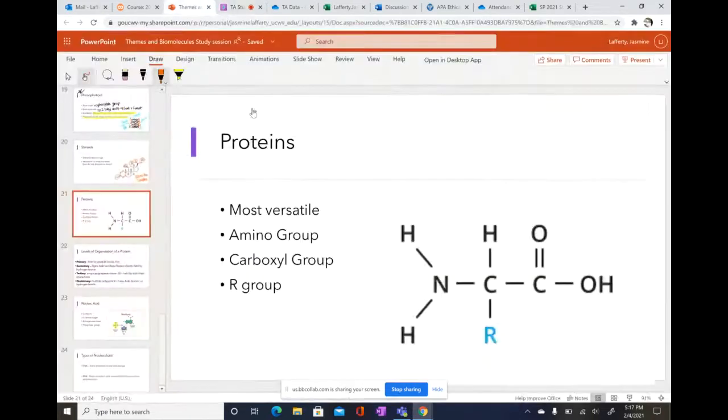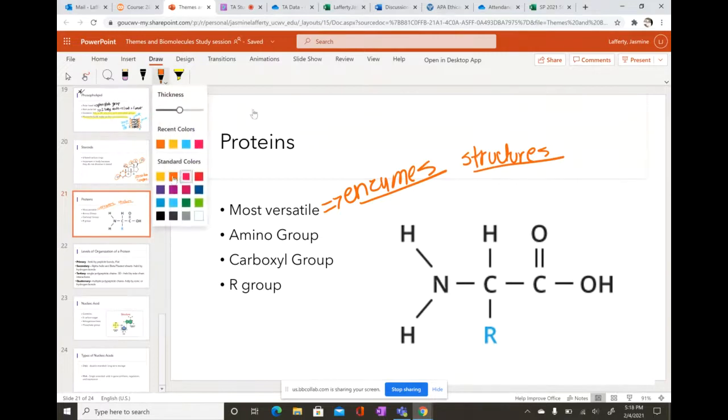Okay. All right, proteins, most versatile. They can be used as enzymes. We will very much talk about enzymes next unit. They can also be used for structures. Enzymes is probably the most common thing that you will hear them do in this class.